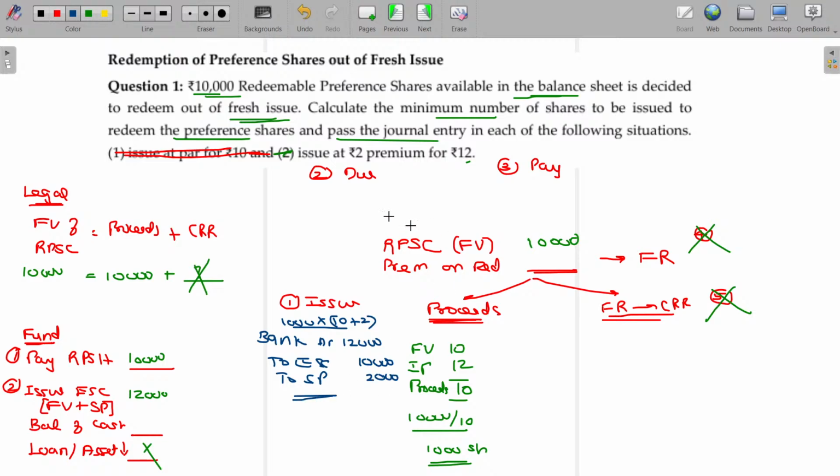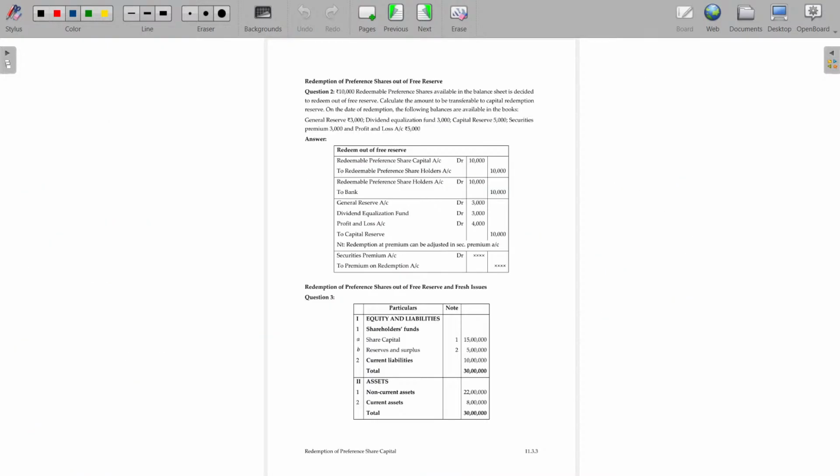Now for the due entry, the amount payable to the redeemable preference shareholders being 10,000, pass a due entry here. Redeemable preference share capital account debit to redeemable preference shareholders account, the value being 10,000 rupees. Now you make the payment to them. Redeemable preference shareholders account debit to bank, 10,000 rupees. We don't pass the rest of the other entries. Only 3 entries. Clear?